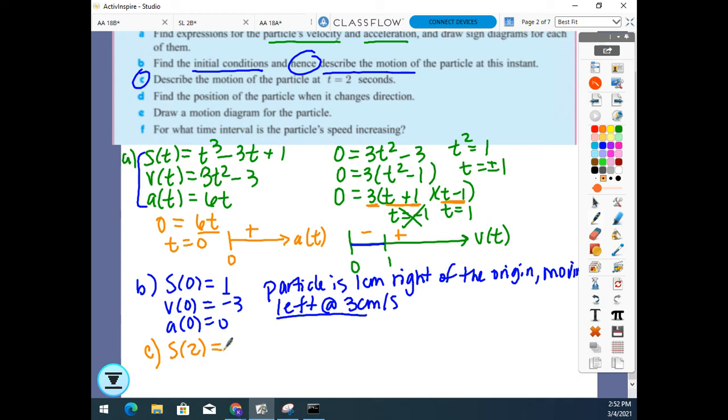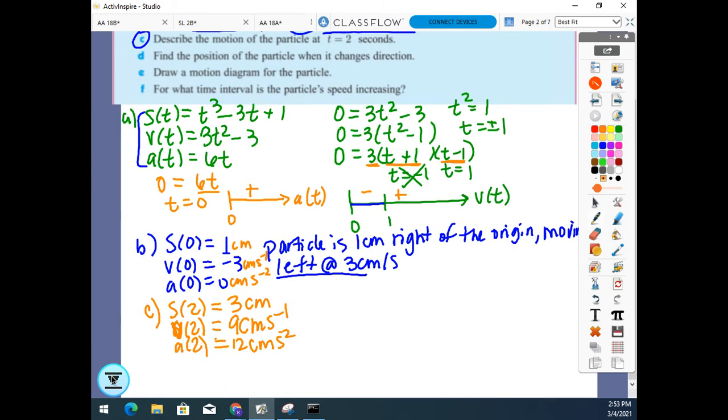So now plug 2 into your original position function. You get 3. Really, we should probably be labeling these. V of 2 is 9 centimeters per second. And A of 2 is 12 centimeters per second squared. So now we're going to describe everything at time 2.